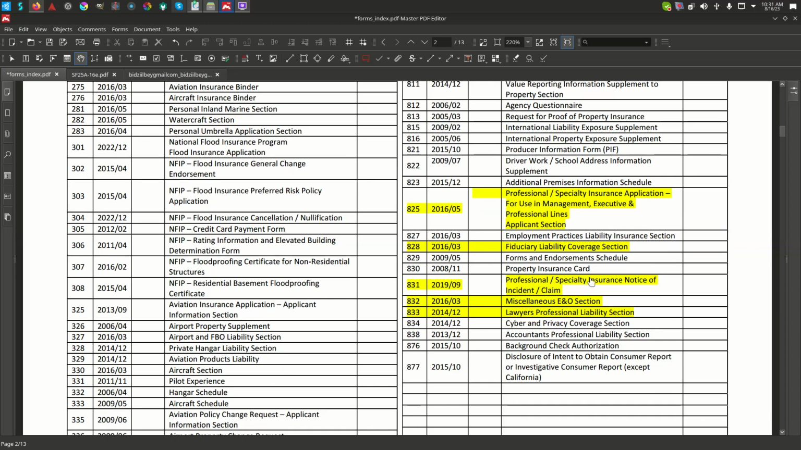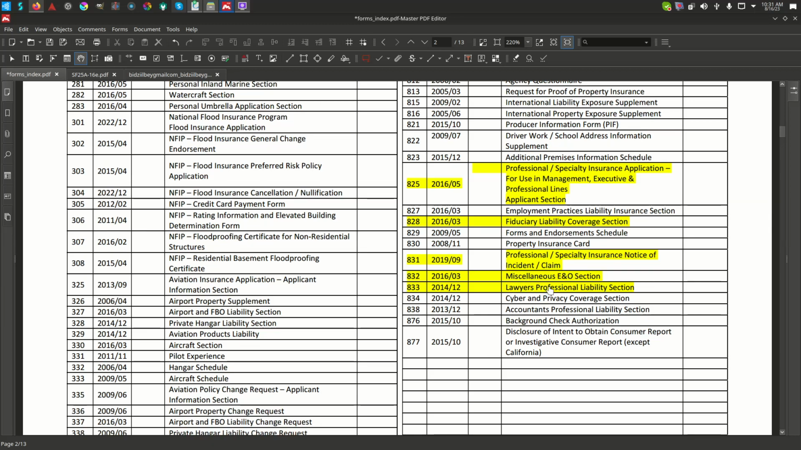831 deals with professional specialty insurance notice of incident and claim. This is for those lawyers and individuals in the public that don't give their bonding information. You can fill out an 831. An 8301 is a professional security insurance notice of incident or claim. You're making a claim because they didn't reveal that they had insurance. There's also a miscellaneous E&O section, and you also have a lawyer's professional liability section. So Form 831 and 833 is what you use to go after the lawyers who are refusing to give their indemnity. And then this is for any other individuals, professionals, or specialties that you want to report a claim on.